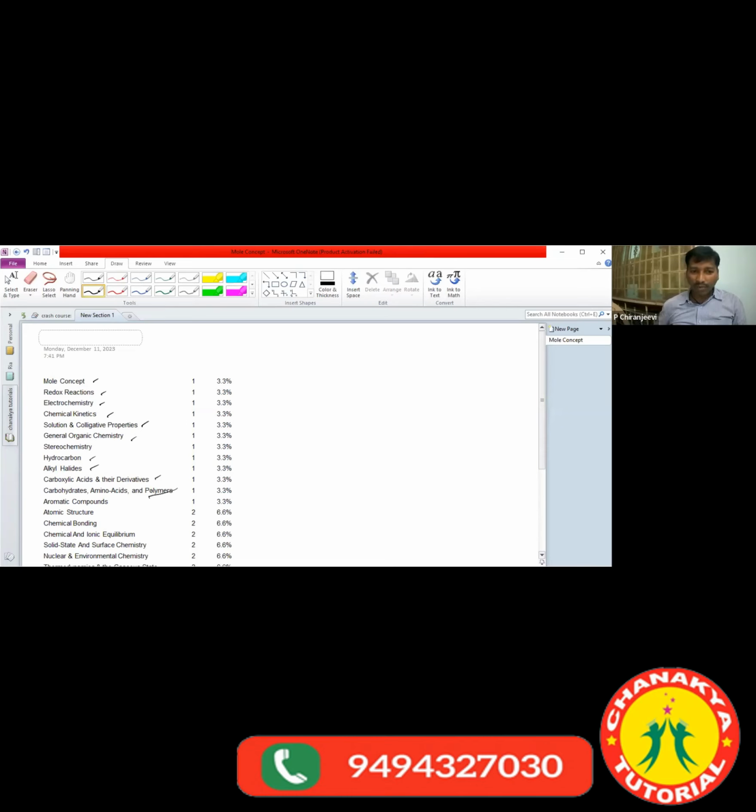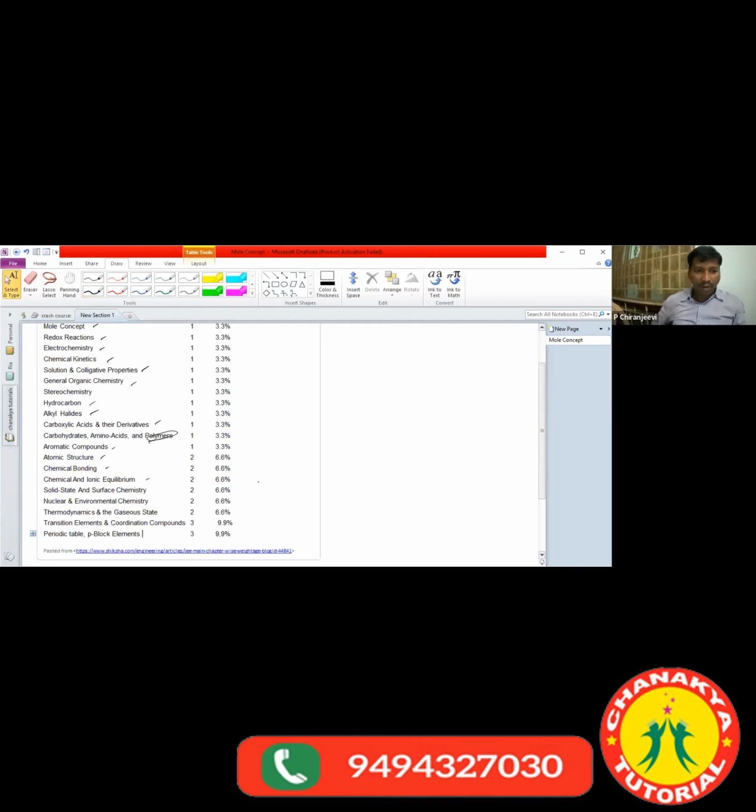In this one, polymer is not there. Polymers is a deleted portion. And aromatic compounds are there. Atomic structure is there. Chemical bonding is there. Chemical equilibrium and ionic equilibrium both are there. And this one is deleted, and new environmental chemistry is also deleted.